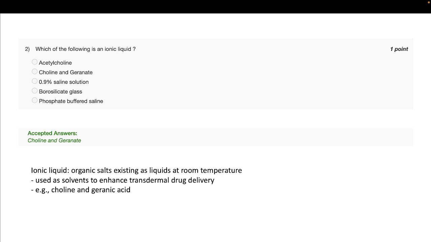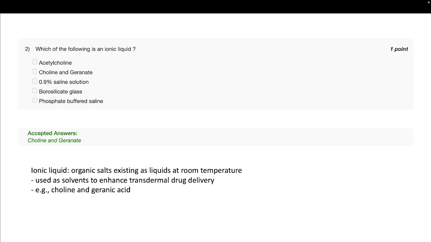Ionic meaning it will dissociate into ions once you add it into an aqueous solution. So 0.9% saline solution can be an ionic liquid, but not in the context which has been discussed in the lectures here. Your ionic liquids mostly have to be organic salts, which are for example choline and geranic acid. These ionic liquids are very good solvents because they can dissolve organic, inorganic as well as polymer substances.